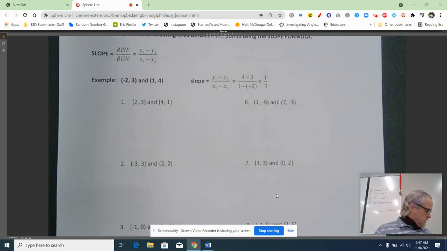Hi, everybody. Going to show you the way to find slope. We talked a little bit about slope last week in class. Now we're going to talk about it a little bit more formally. And when I mean formal, I mean by a formula.